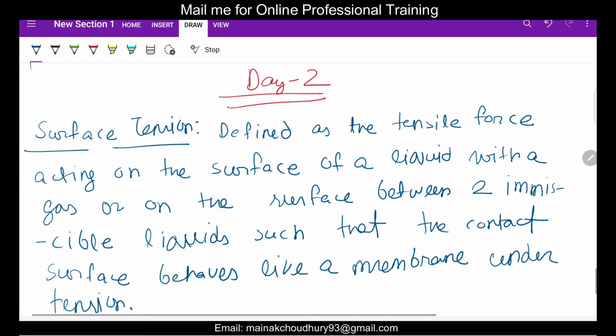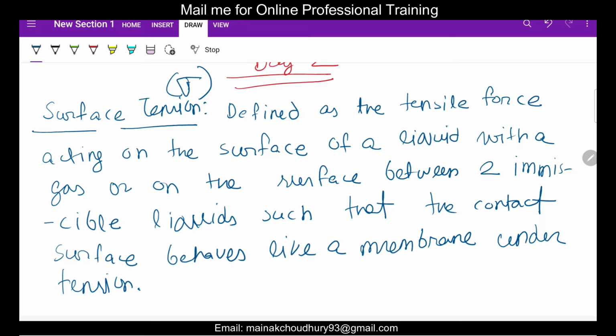Surface tension is also denoted by sigma. In numericals you will find it denoted by sigma. Whenever you keep a liquid in touch with a gas, the tensile force acting on the liquid surface is known as surface tension. Also, if you have two immiscible liquids, like oil and water, a layer forms between them, so the contact surface behaves like a membrane, and the tension acting on either of the two liquids is also known as surface tension.